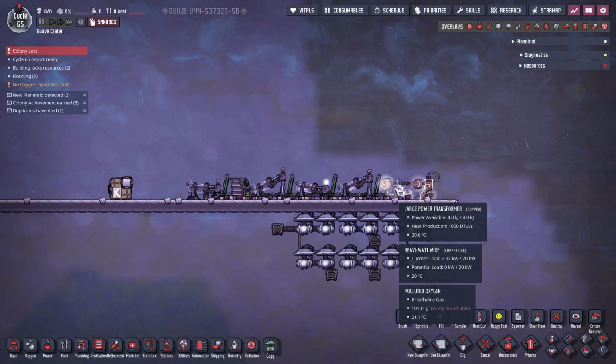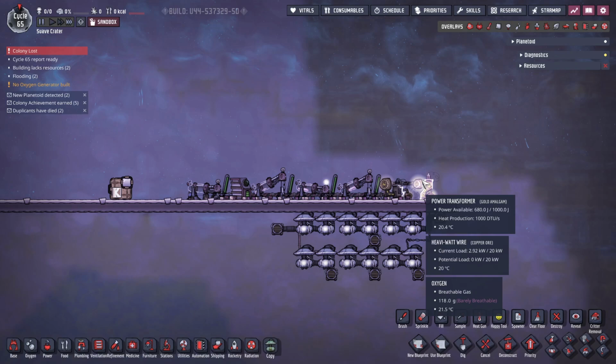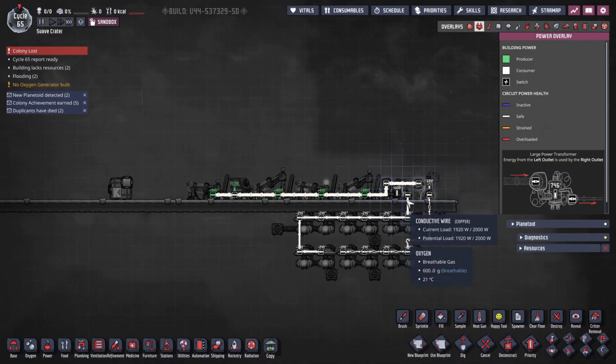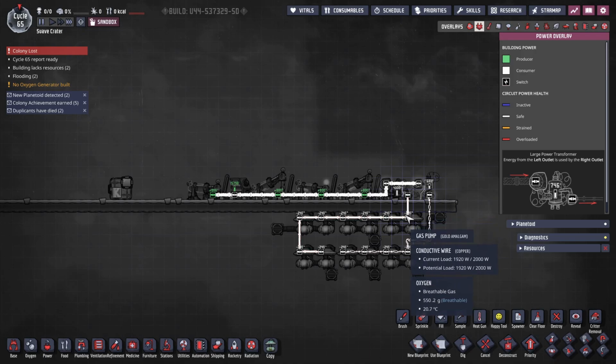So we have a large power transformer here and a normal power transformer. So there are two different types of power transformer. And what do these power transformers do? They limit the energy, the power that will be passed in the subnet. What I mean by that is that here, everything that comes out will never be over 2000 watt. So that way we will be sure that this conductive wire is not going to overload.